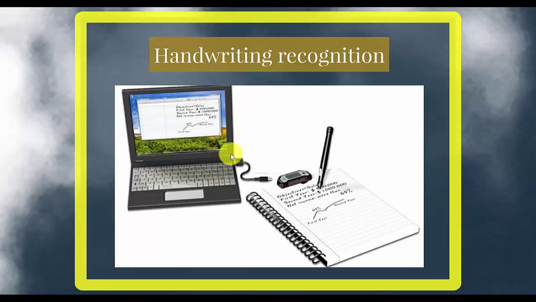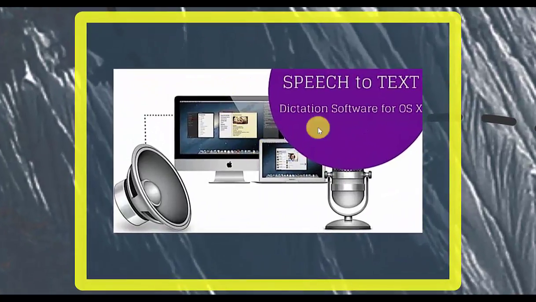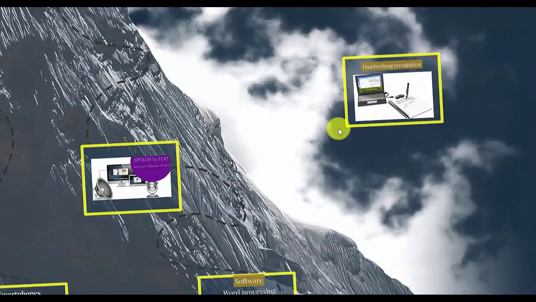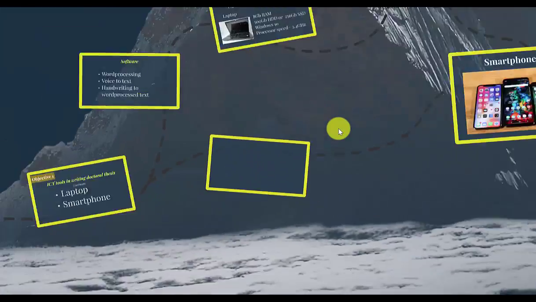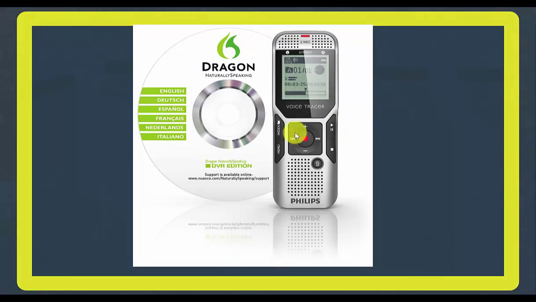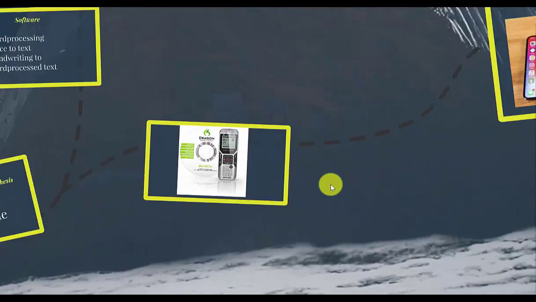I use this speech to text quite often. I just talk to it. I think I have a dictaphone, something. Oh no, it's not this one. It's not here. Yeah, so this is the device. It's a recorder, and you can transfer what you have recorded to text.